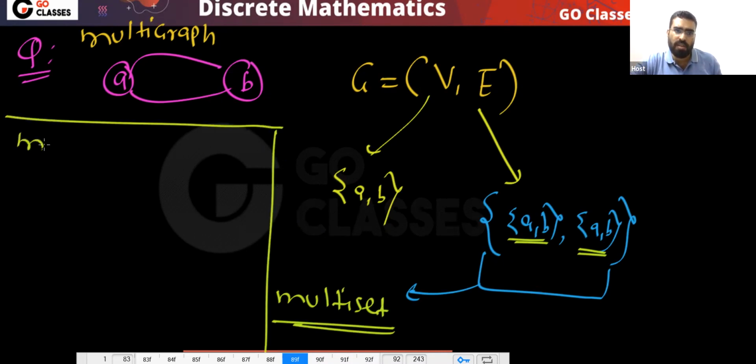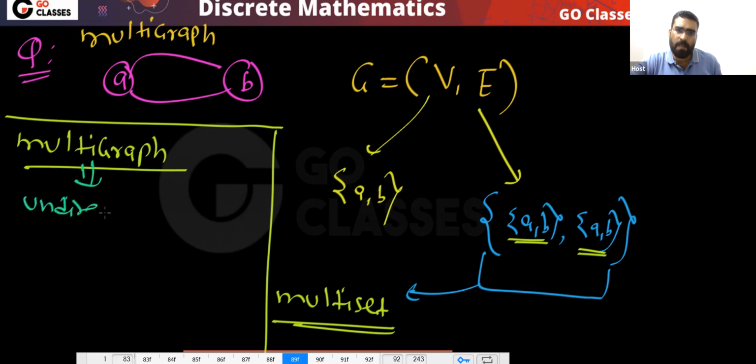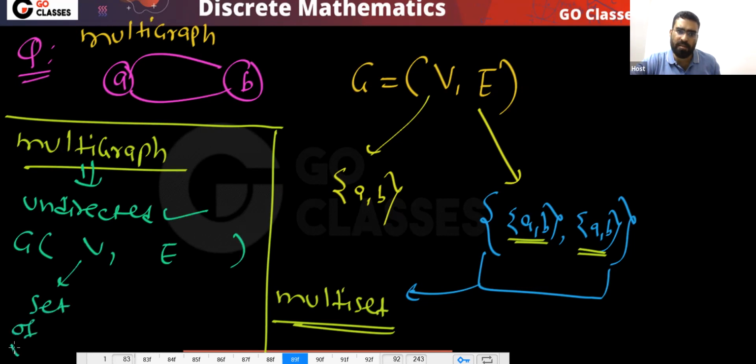If anyone asks you the definition of multi-graph, what will it be? The definition of multi-graph is basically an undirected graph. It should be an undirected graph, and you have a set of vertices and a multi-set of edges. There is no problem with the set of vertices, but the edges should be a multi-set of edges.